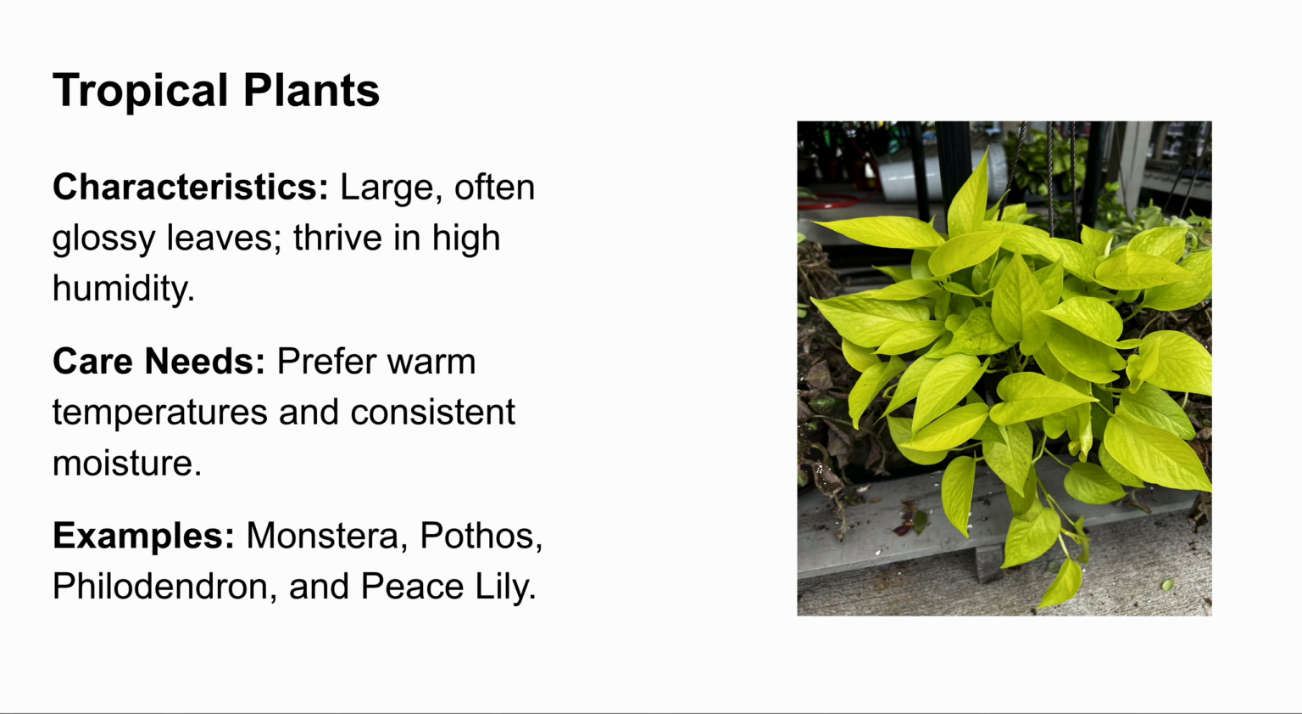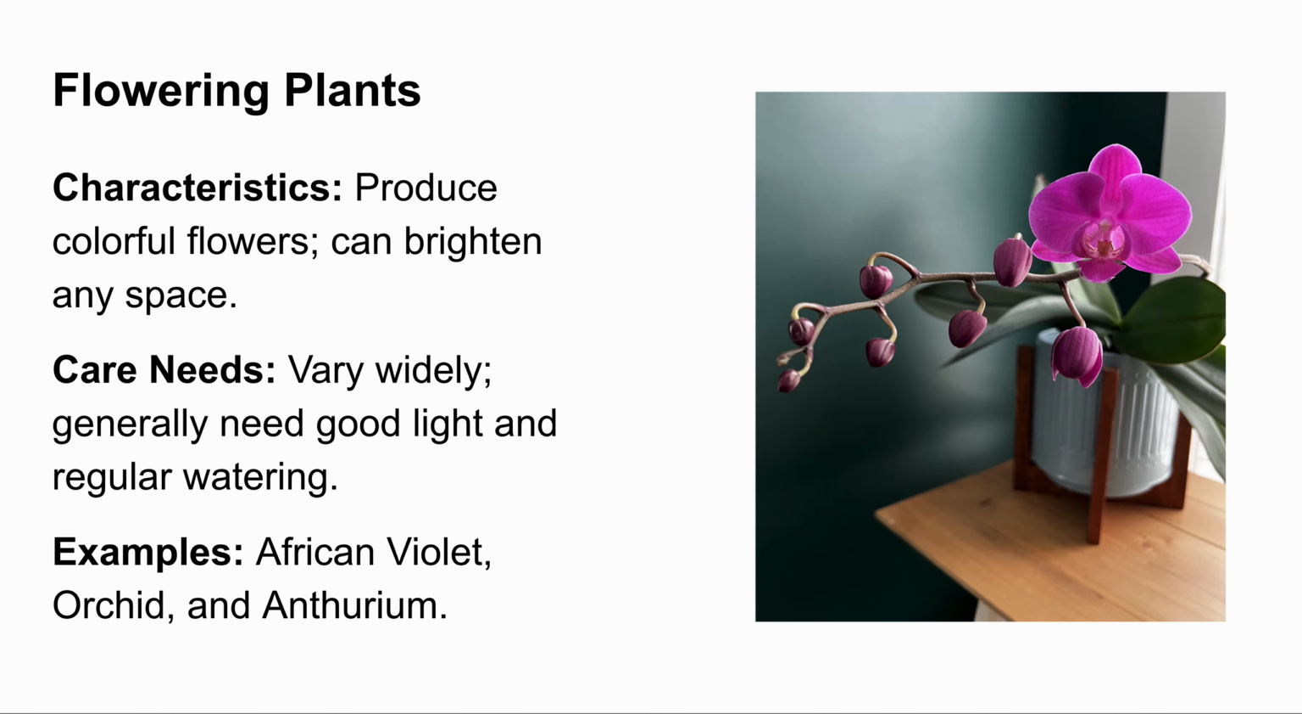So they love high humidity, indirect light, warm temperatures, consistent moisture. This is a lot of the house plants you'll see at the store: Monstera, pothos, philodendron, peace lily, anything like that. And tropical plants might flower or they might not, depending on the plant. And actually, a lot of them will flower in the wild, but will not flower in most indoor house type conditions.